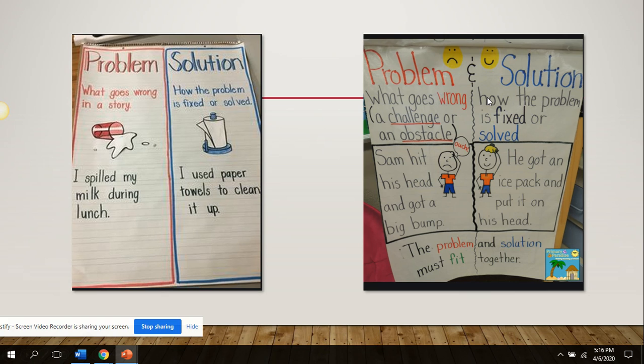Our next example, Sam hit his head and got a big bump. That was the problem. What went wrong? The challenge or obstacle. And the solution? How it was fixed or solved? He got an ice pack and put it on his head. The problem? Sam got hurt. The solution? Got an ice pack and feels all better.